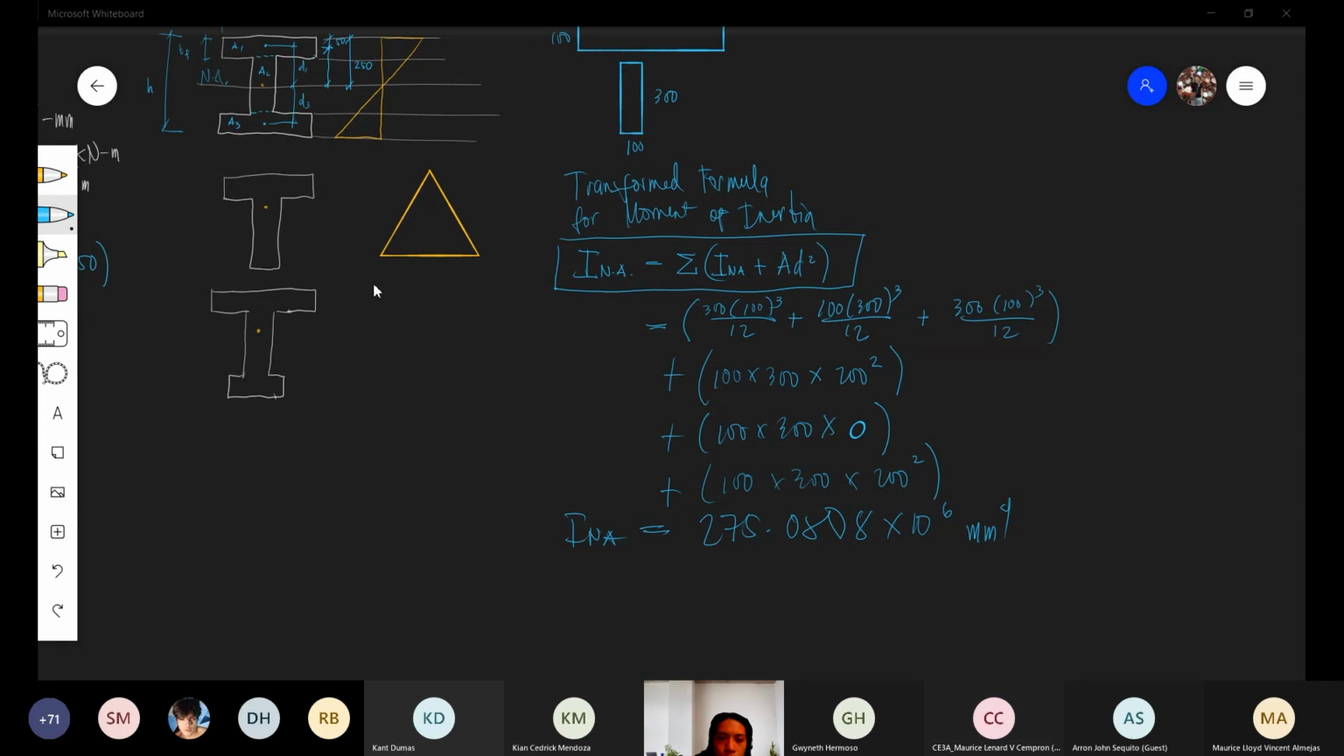300 times 100 cubed over 12. 100 times 300 cubed over 12. 300 times 100 cubed over 12.